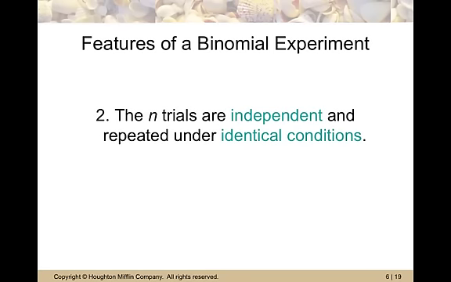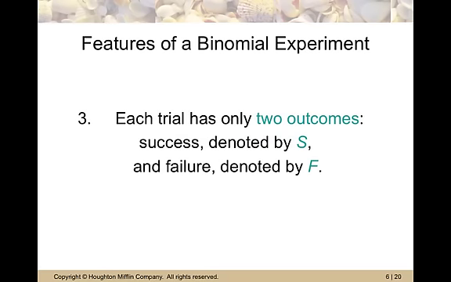The n trials need to be independent and repeated under identical conditions. And each trial has only two outcomes, or you can define it such that there's two outcomes: success denoted by S and failure denoted by F.